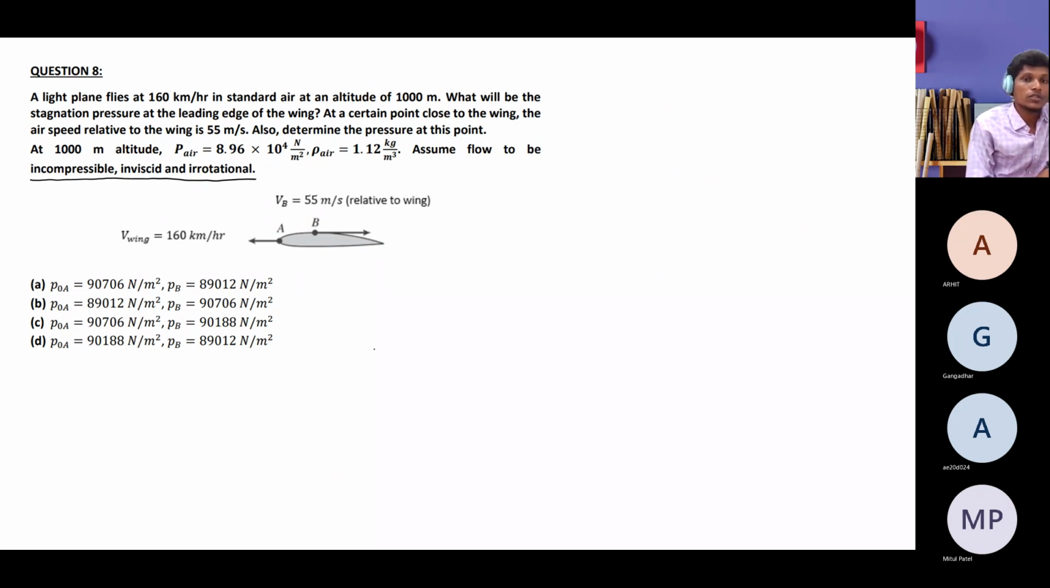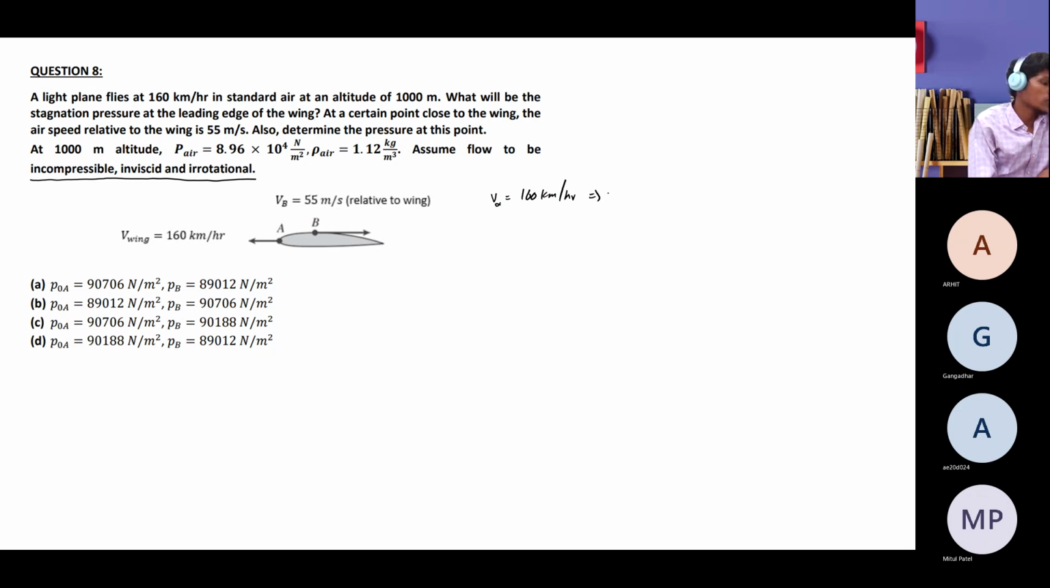So let's start the question. It is a direct application of your Bernoulli equation. How you can approach it is, you have the free stream velocity of 160 kilometers per hour.